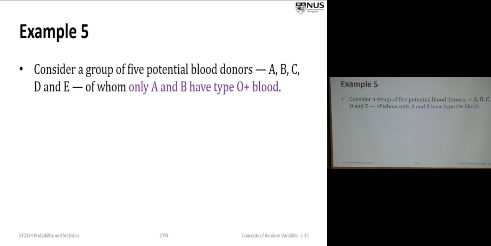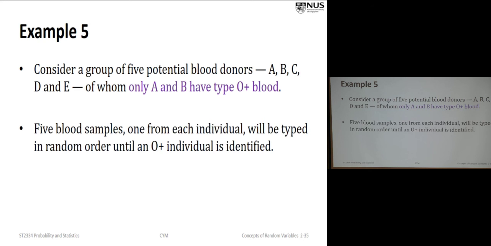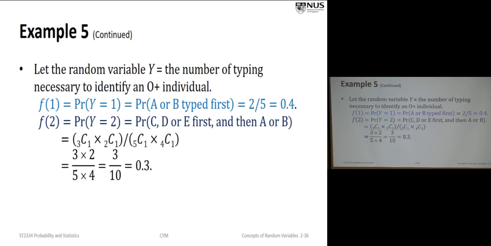Okay, example 5. We consider 5 potential blood donors, A, B, C, D, E, of whom only A and B are O positive. 5 blood samples, 1 from each individual, will be typed in random order until an O plus individual is identified. All right? So let Y be the number of typings necessary to identify an individual. So, Y.